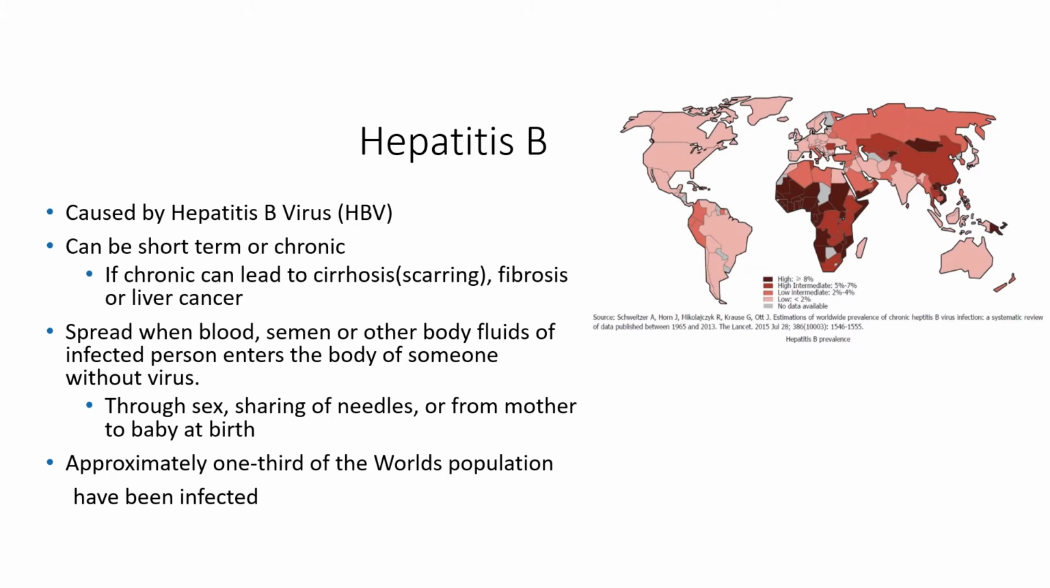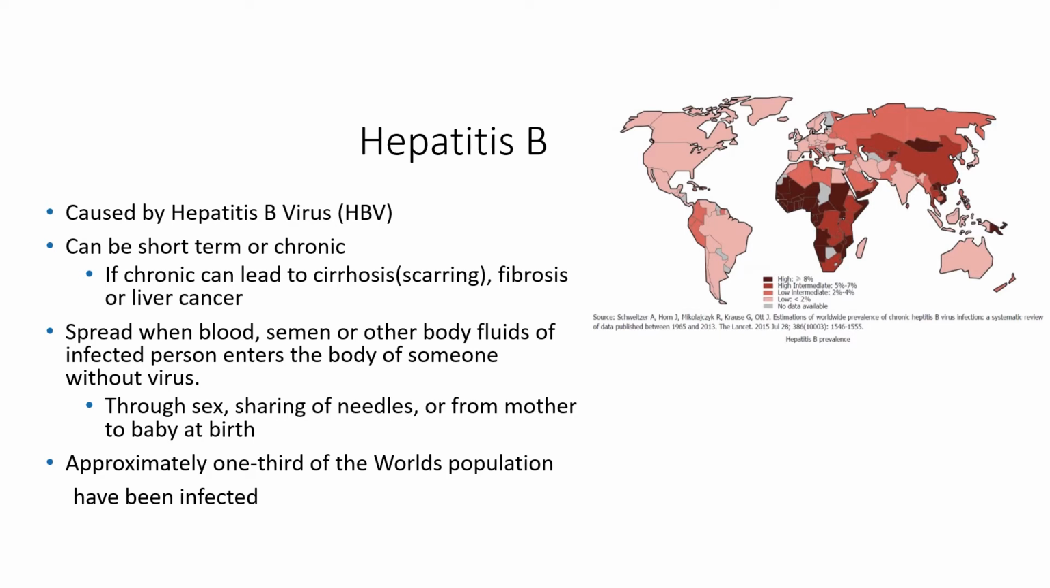Okay, moving on to hepatitis B. Hepatitis B was discovered in 1976 by Dr. Blumberg. Hepatitis B is caused by the hepatitis B virus, commonly referred to as HBV. HBV is a double-stranded DNA virus that replicates through reverse transcription. Hepatitis B can be either a short-term infection or a chronic infection. If it is chronic, it can lead to cirrhosis or scarring, as well as liver cancer.